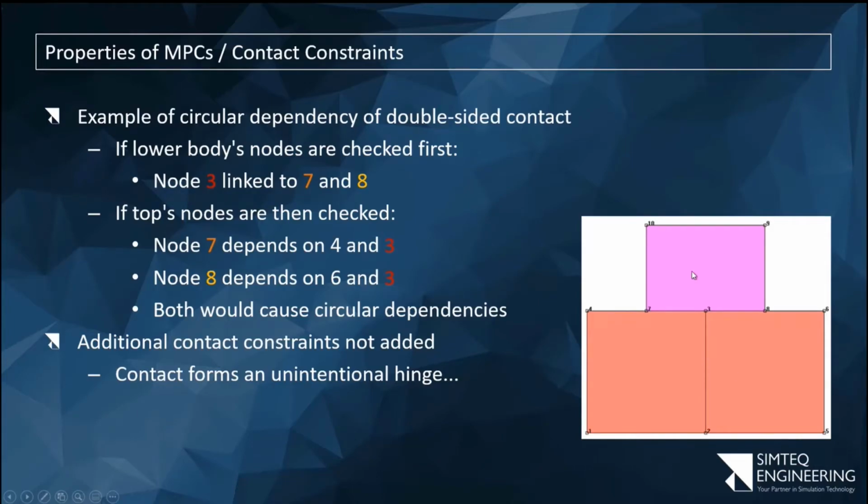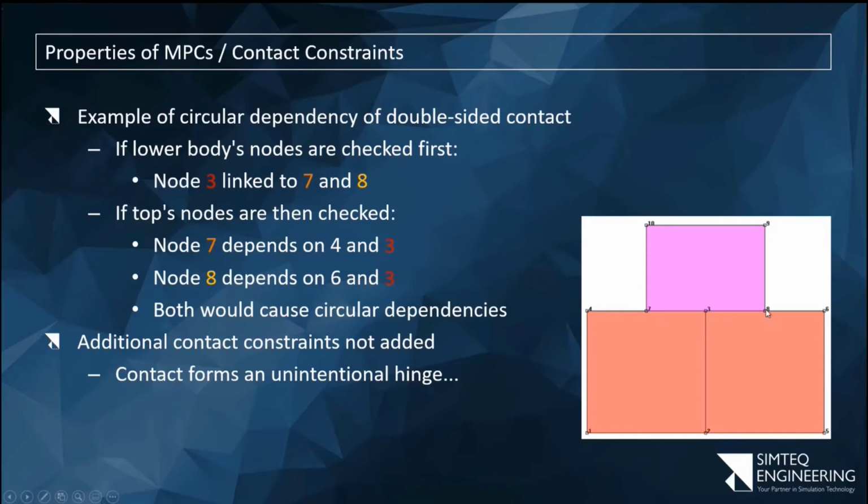So the nodes of the bottom to the face of the edges of the top. So I look at node 3, and that node 3 touches that face. Great. The equation is added. Node 3 is linked to node 7 and node 8. So as you can see there, node 3 is linked to 7 and 8. But now if I stop there, I've got a hinge because I'm only making contact in that one location.